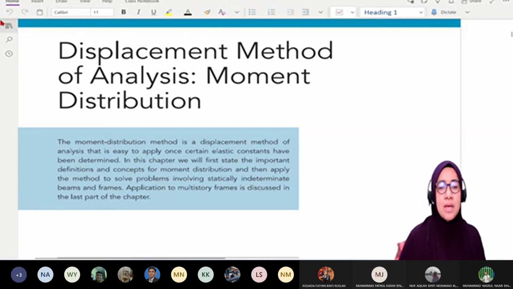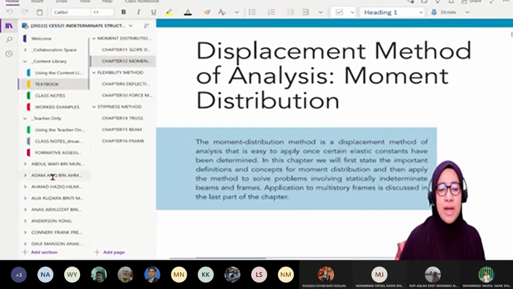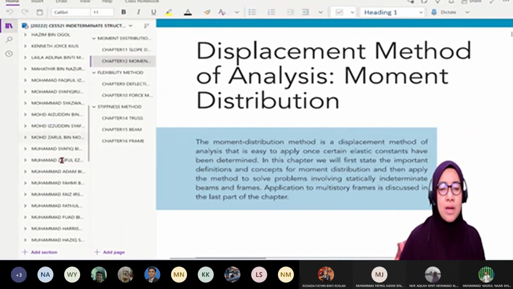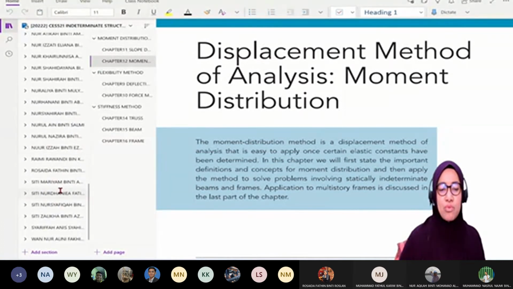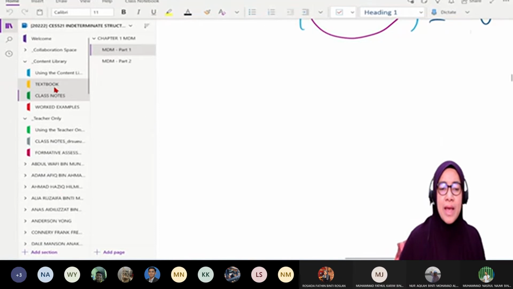Then because I have added you into the class notebook, you will find that you have been added into it. Under the class notebook, you can find the textbook and the class notes. I will add them time by time. So under content library, wait, I will show it to you bigger.